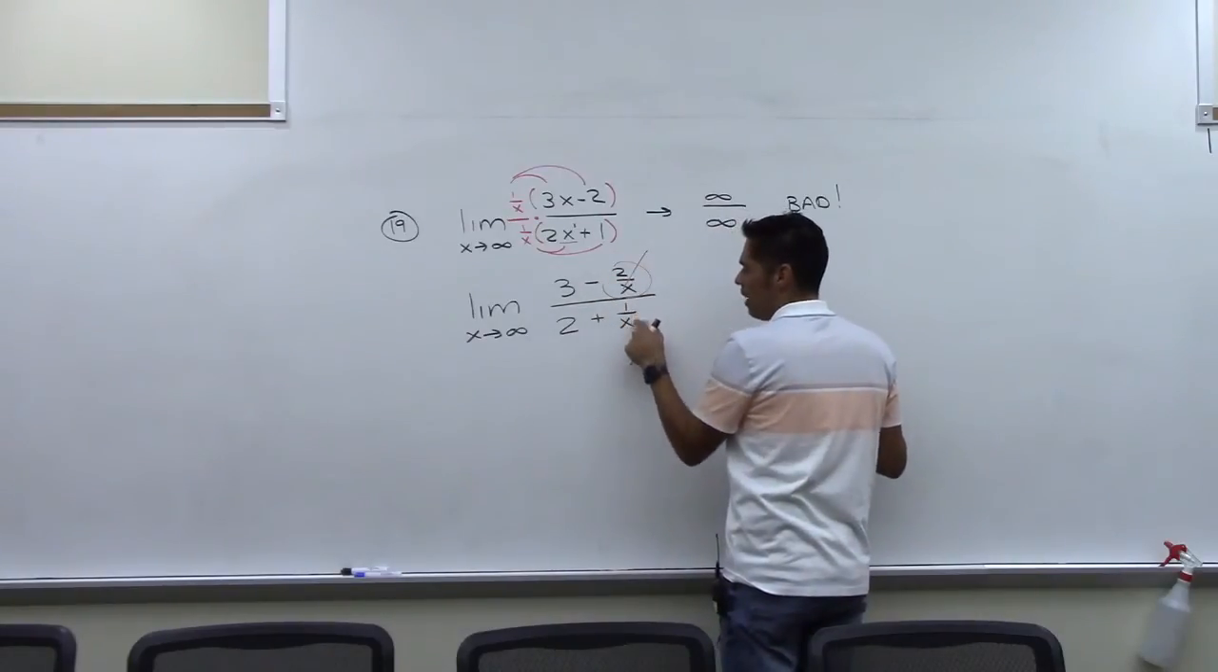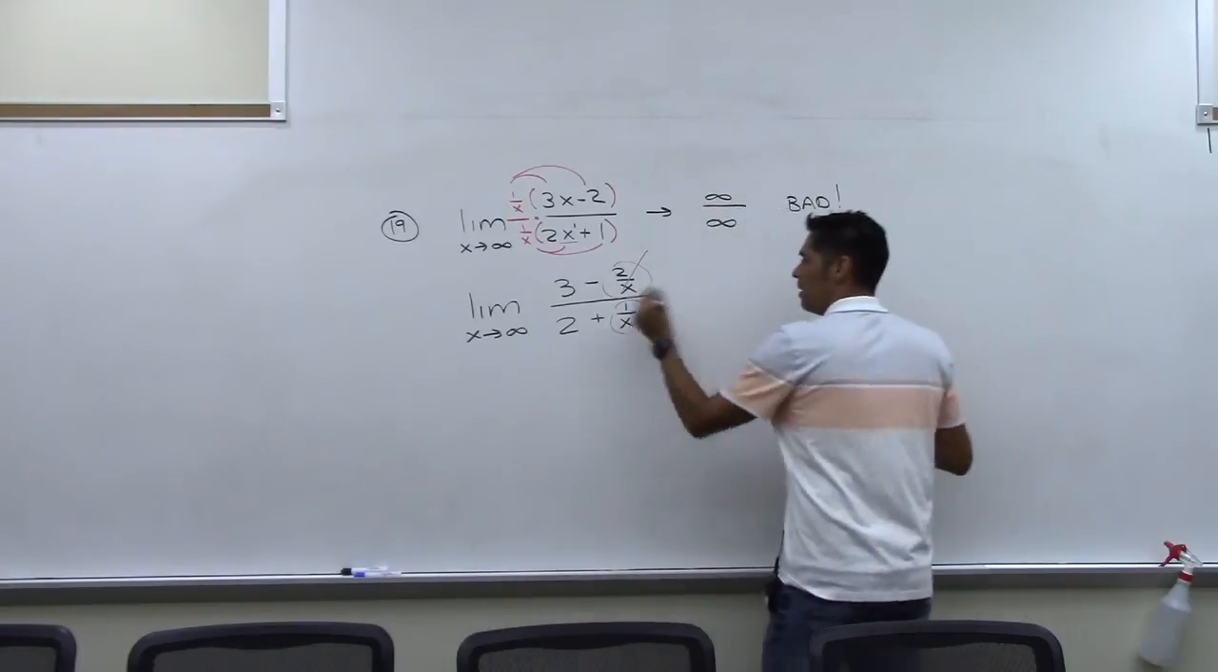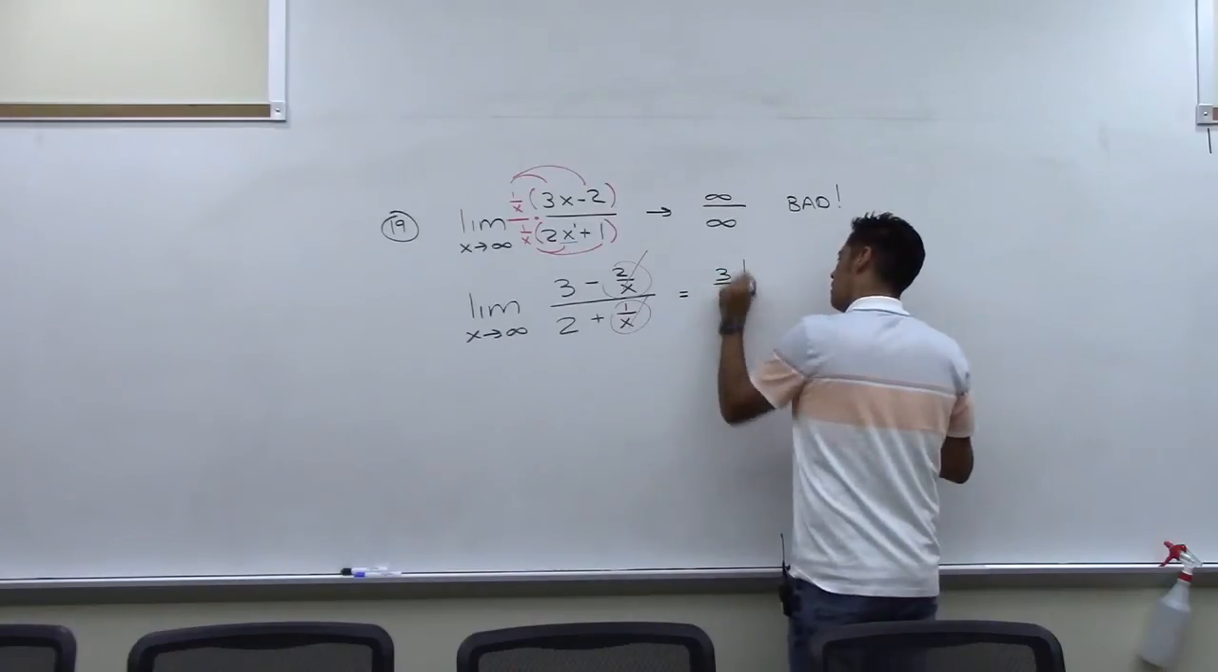And then this 1 over x will also go to 0. And the only thing that'll be left is the 3 over 2. So you'll get 3 halves.